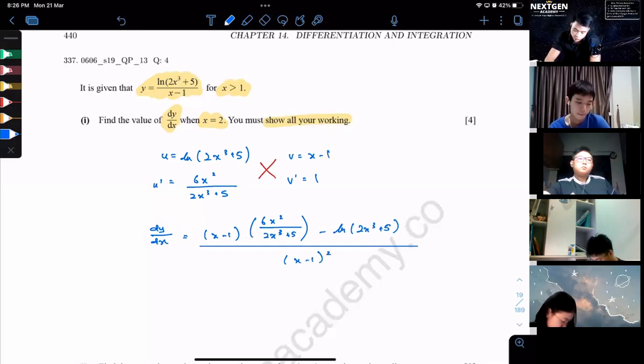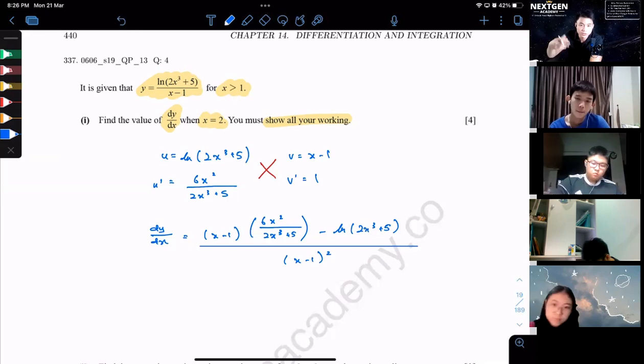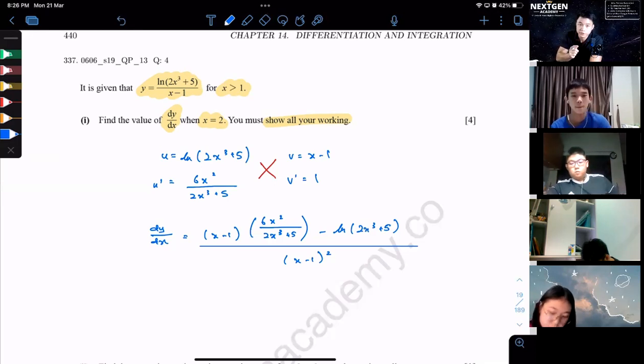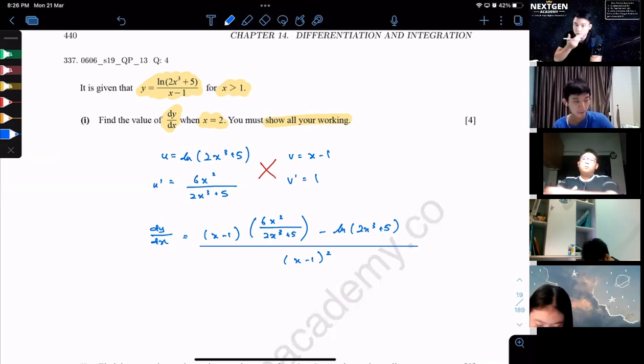Okay, so you see over here, right? Don't try to simplify it. Only when they ask you, like in the previous question where they say express it in px squared plus qx over x minus 1 squared, then only you simplify it. Otherwise, don't touch it at all, because they are asking you to find a very specific value: find the value of dy/dx when x equals 2. So straight away, substitute x equals 2. They're not asking you for the exact value, so you can just type the entire thing into the calculator.